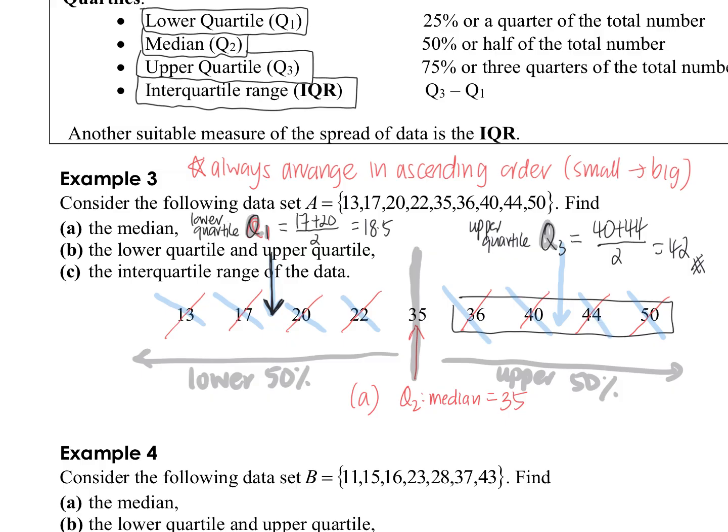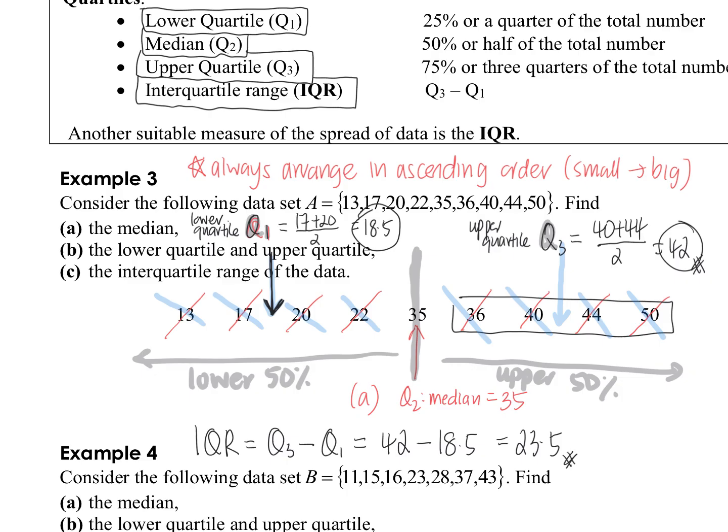So how to find the interquartile range? I will use my third quartile minus my first quartile. So this answer, subtract this answer. So you get 23.5, 41, 42, yeah, correct. Okay.